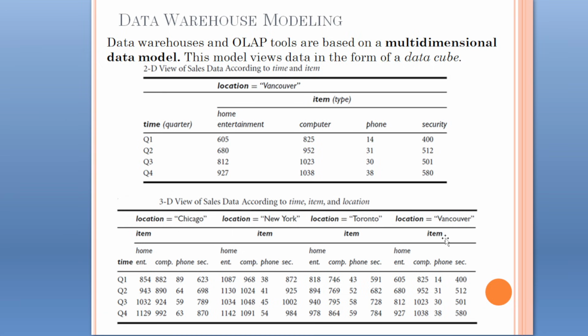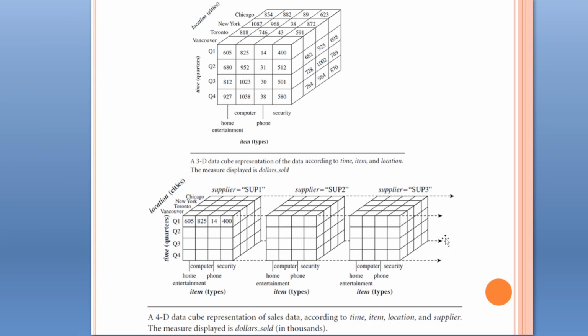But suppose we want to see more detailed information, like we want to see the information of several suppliers as well. For that purpose, we require a 3D cube data representation. In the 3D data cube representation, we have several item types represented horizontally, then several quarters represented in another dimension of the cube, and various locations represented as the third dimension of the cube.